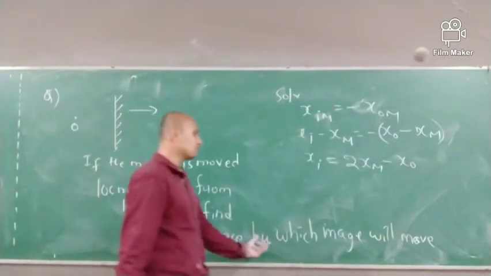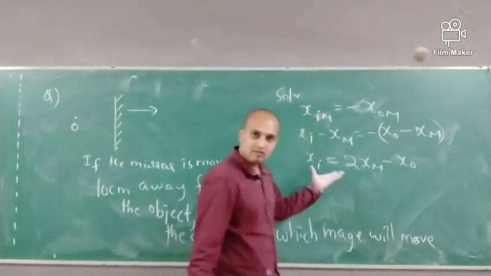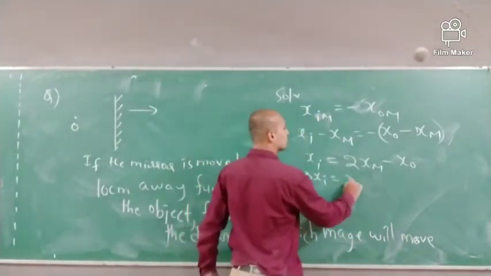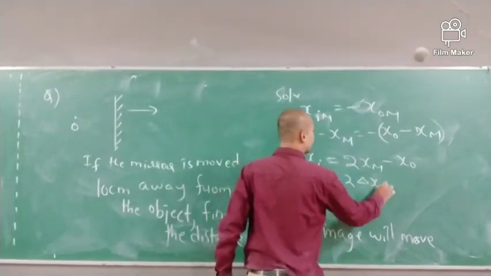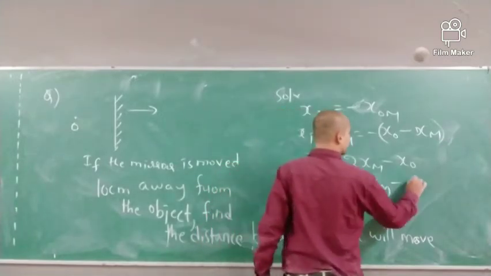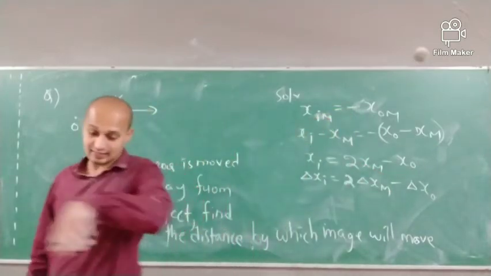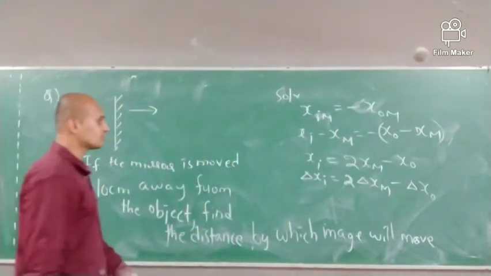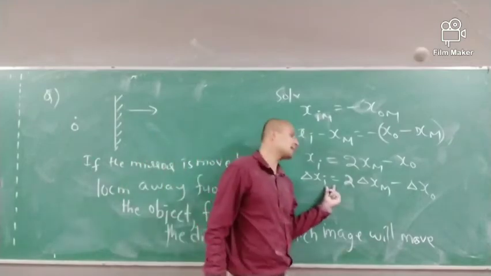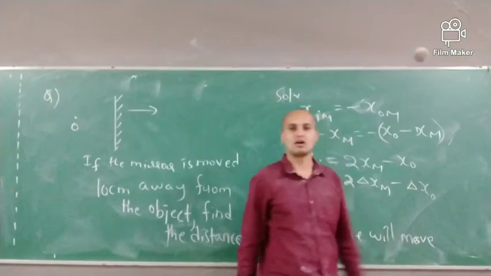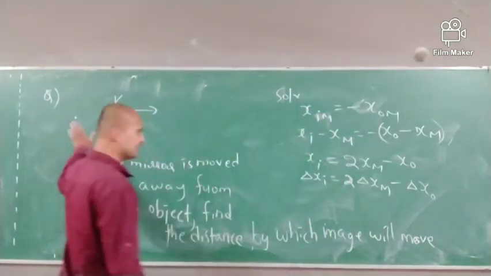What I need to find is the distance by which the image will move. So I can write delta xi is equal to 2 times delta xm minus delta xo. This is the change in the position of the image, the change in position of the mirror, and the change in position of the object.